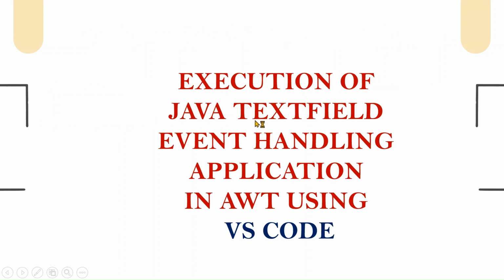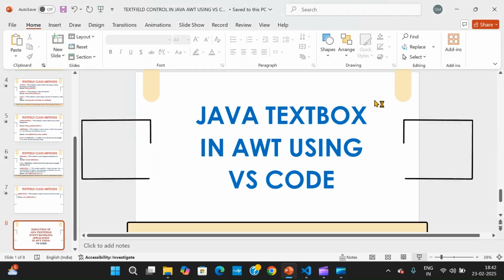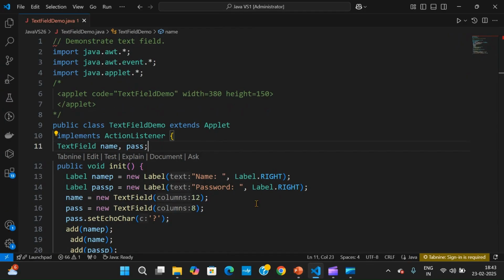And here we will see the execution of a Java TextField event handling application in AWT using the Visual Studio Code environment. So let me open Visual Studio Code. I already opened the application for you. Now here this is the environment. You need to have this software in your system beforehand. Visual Studio Code is easily downloadable and open source. You can just download and install it.